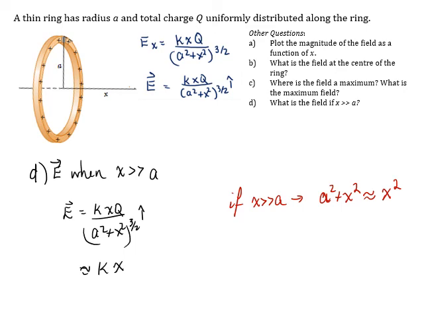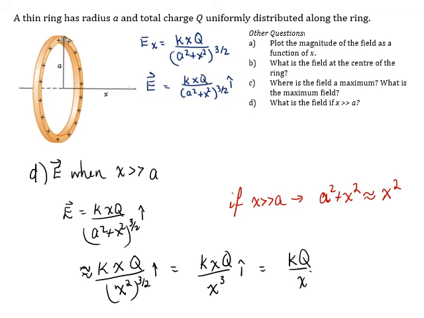K times x, so this is an approximate term now, x over x squared to the power of 3 over 2 i hat. That's equal to k times q times x over x squared to the 3 over 2, which is x cubed, i hat. x over x cubed gives us an x squared in the bottom: kq over x squared times i hat. It's like a point charge. So once you get really far away from that ring, it acts and looks just like a point charge. And then as x goes to infinity, as you get super duper far away, the electric field goes to 0.